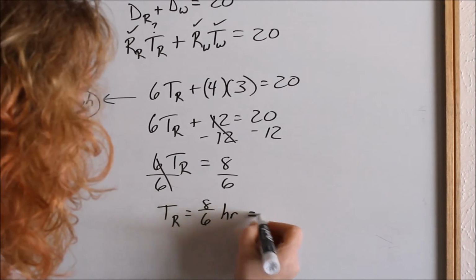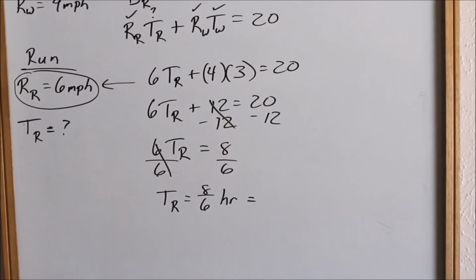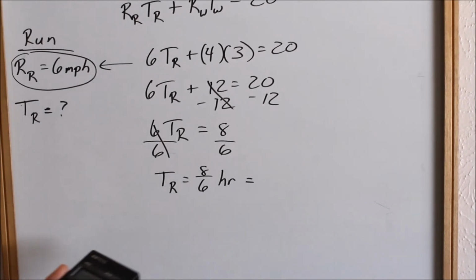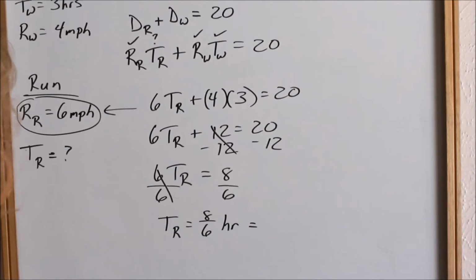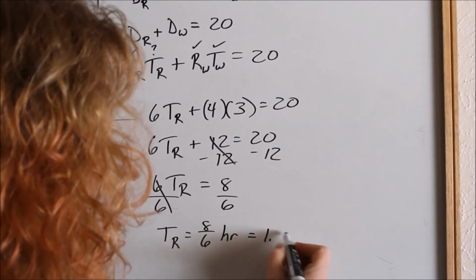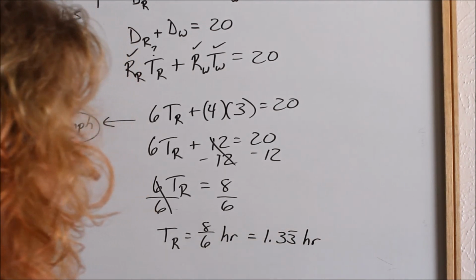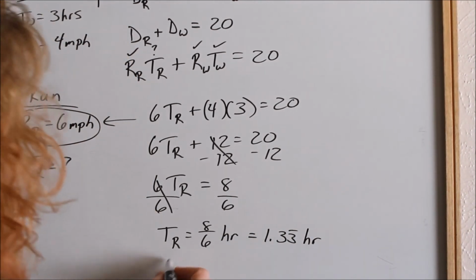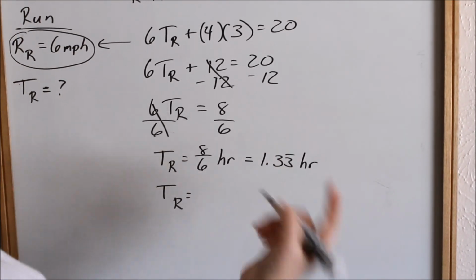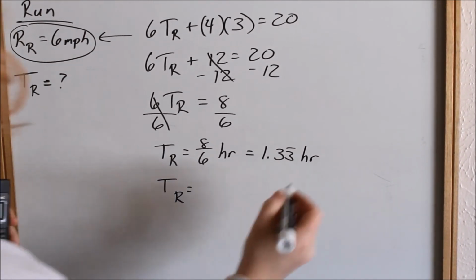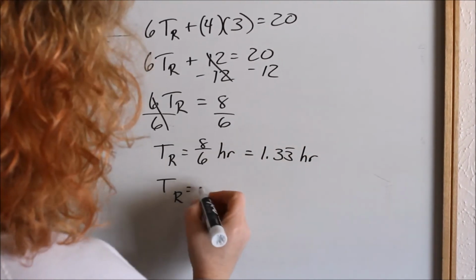I would go ahead and change that into a decimal because we don't normally talk about the time that we run in a fraction. That even reduces. But turning that into a decimal, that comes out to 1.33333. So we could basically round that to 1.3 hours. If we want to put that into minutes, I'm not sure if the answer just has it as 1.3 hours or if they change it into minutes.